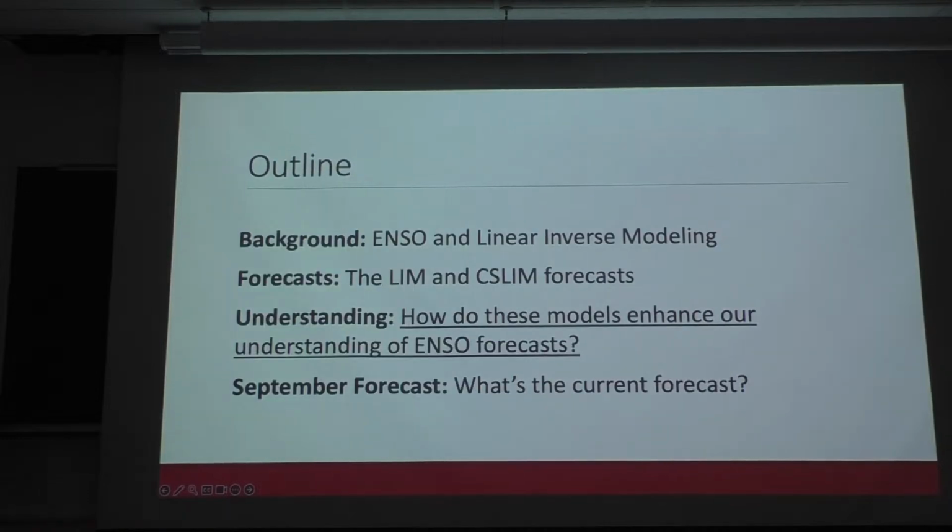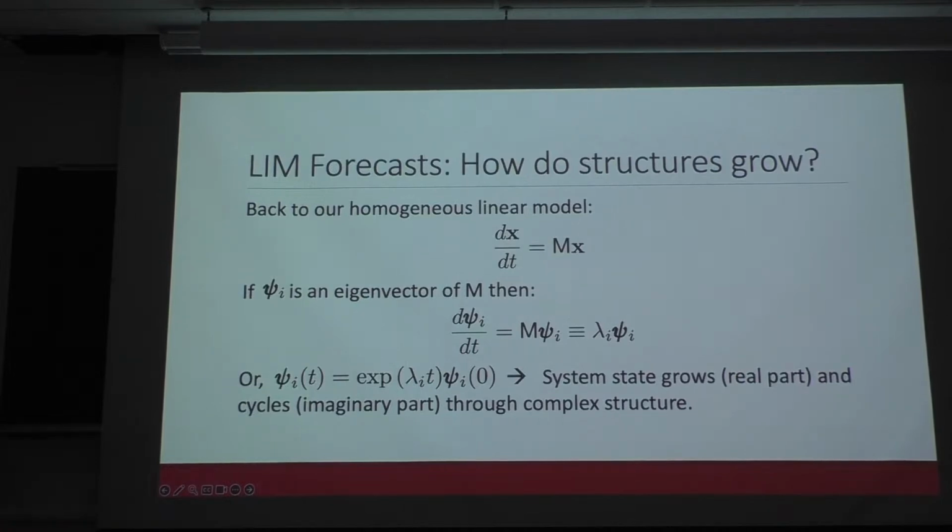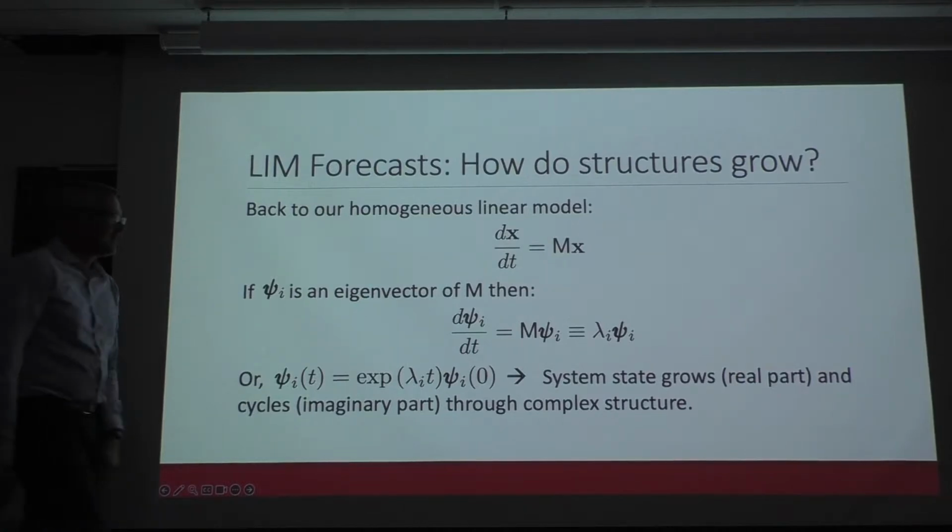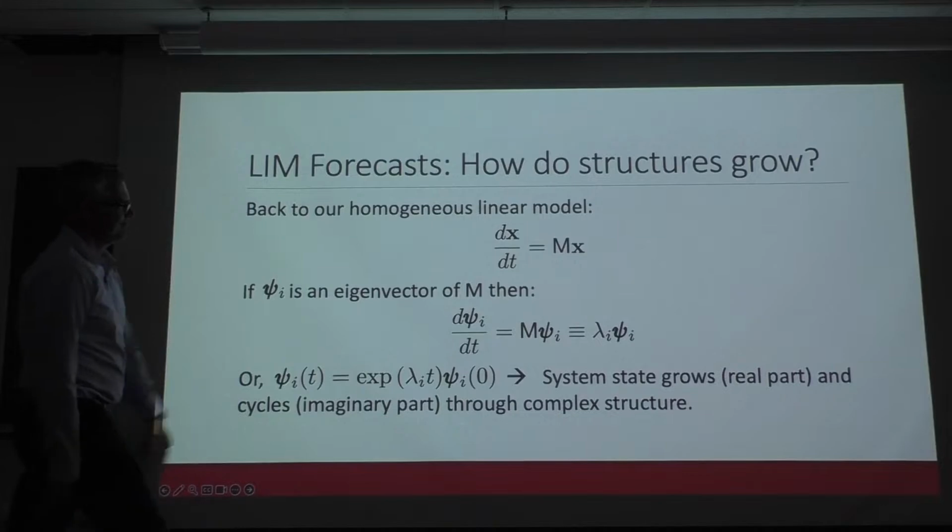All right. So let's take a look at understanding why these ENSO forecasts are different, the difference between the LIM and the CS-LIM forecast. Why are they growing differently? How do they grow? And how do we begin to understand a little bit more about the evolution of the forecasts themselves? Sorry, there's a lot of math in this, but this one is straightforward.